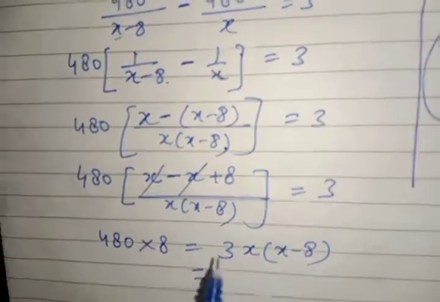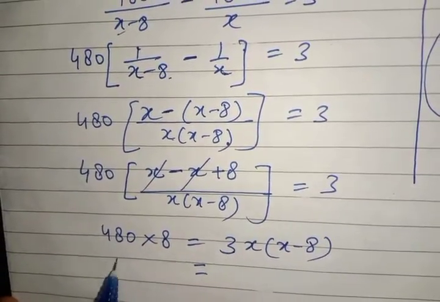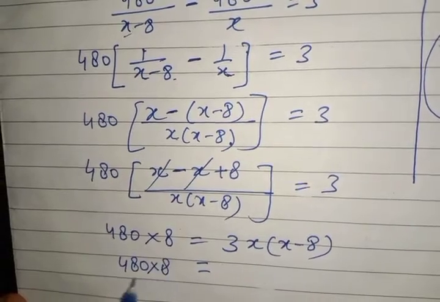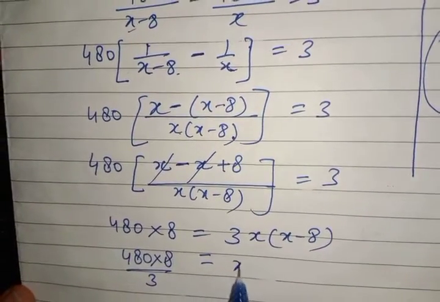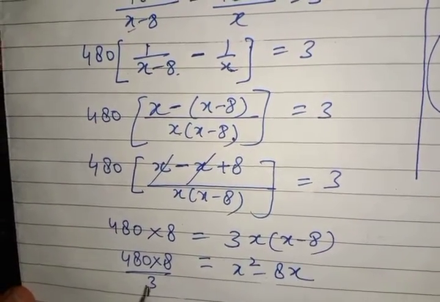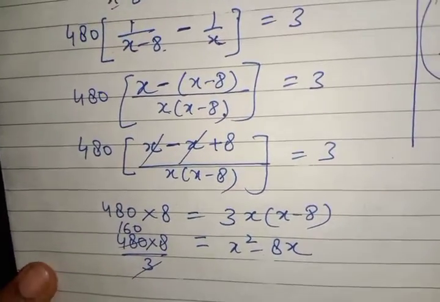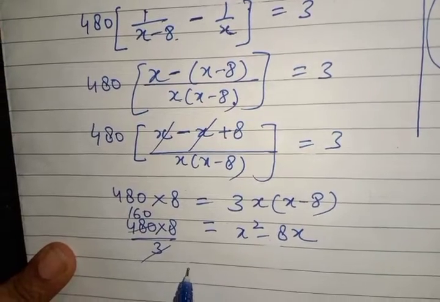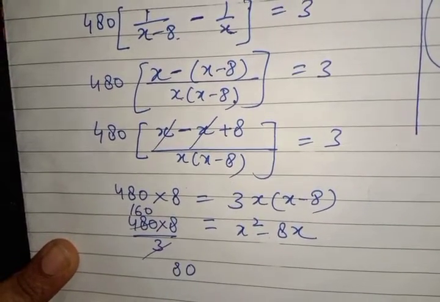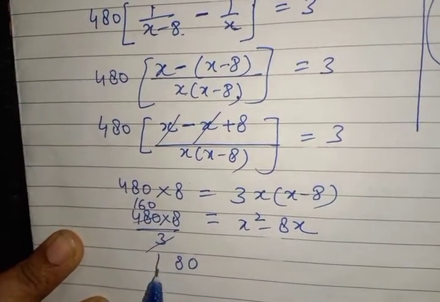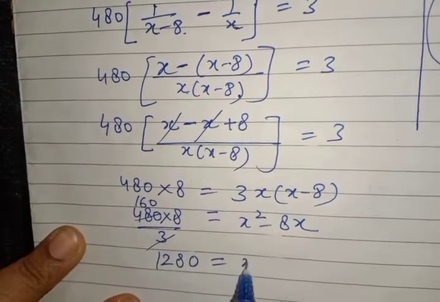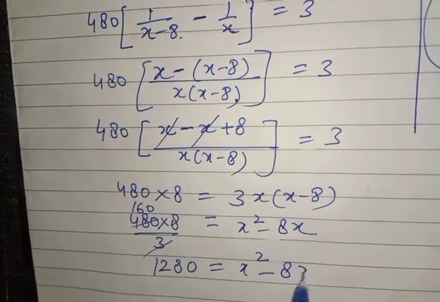Shift this 3 to the denominator. It's 480 into 8 by 3, and we will get x square minus 8x. This will get cancelled with this, 160, and this is 1280 equals x square minus 8x.